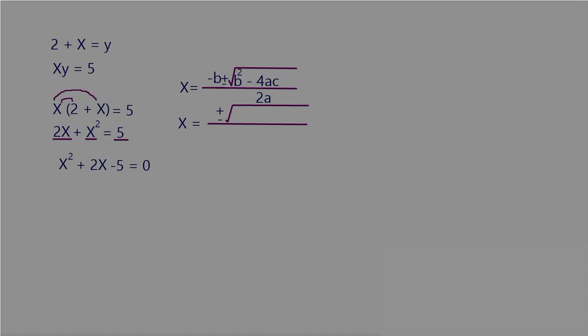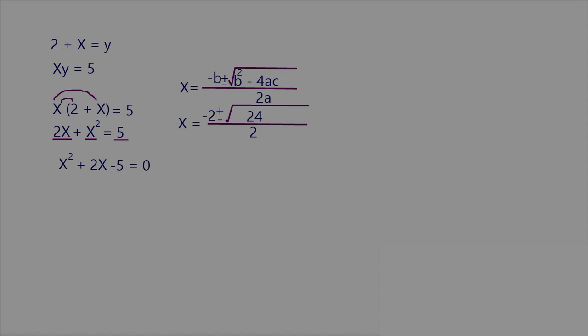The coefficient of b is 2, we write it and make it a minus 2. B squared is the coefficient of 2 times itself and that equals 4. Minus 4 times a times c is simply minus 4 times the first coefficient which is a 1 times the last coefficient which is a minus 5. And we got positive 20. 4 plus 20 equals 24. And 2 times a is 2 times 1, that gives back 2.